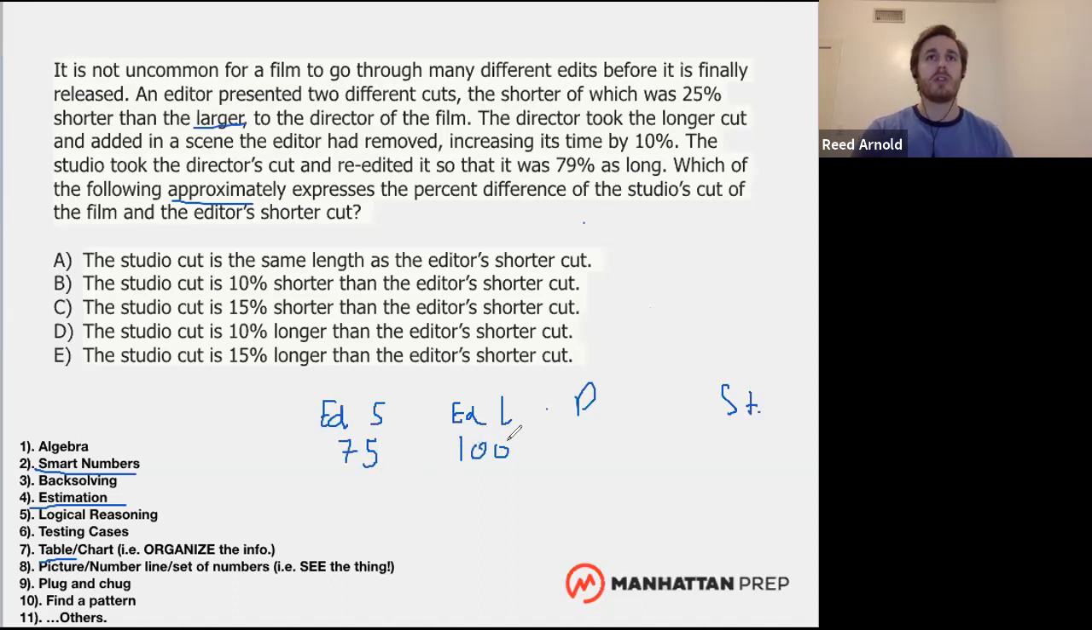We're told the director took the longer version of this cut and added a scene back so that it was 10% longer. And then we're told the studio, this was 80, but I meant to put it as 79 to really emphasize the estimation part here. Because it's like, well, 79% of long is basically 80% of long. 80% of long, and 4/5 of 110, it's about 90. I think it's exactly 88. So you could say the studio cut was 88 minutes long.